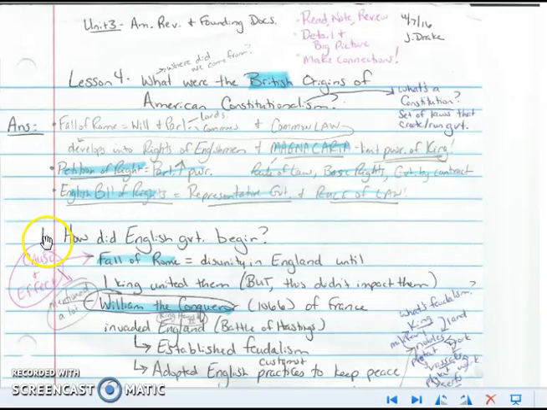So then I've got the first question here, how did English government begin? I would encourage you strongly to write in terms of abbreviations and use your own method for making it easier for you to write and to read your own notes. Also, as you get started, this is kind of a lengthy reading.